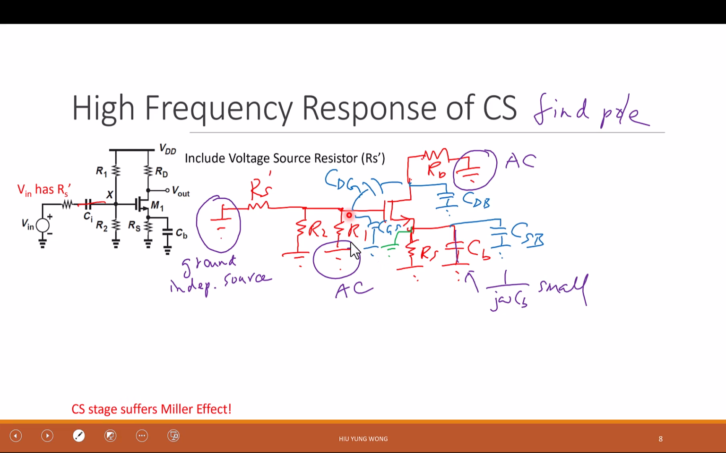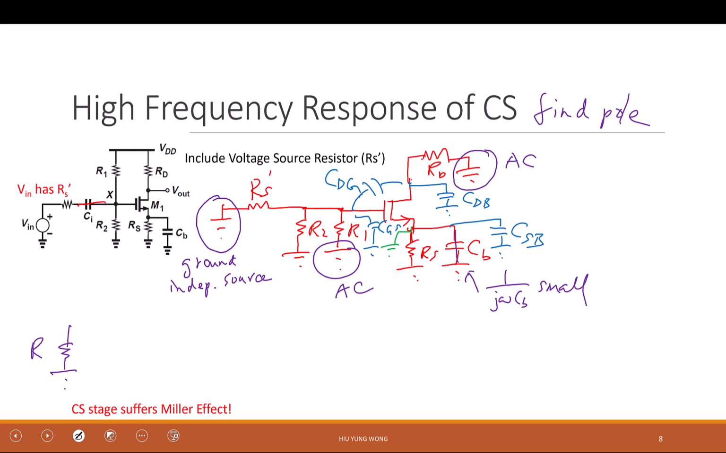Very good. How come CGS doesn't connect to S? Because I already assumed the S is shorter due to this part. So you're right, it should be connected to S, but then this is shorted to ground. Let me redraw this and it will be very clear.